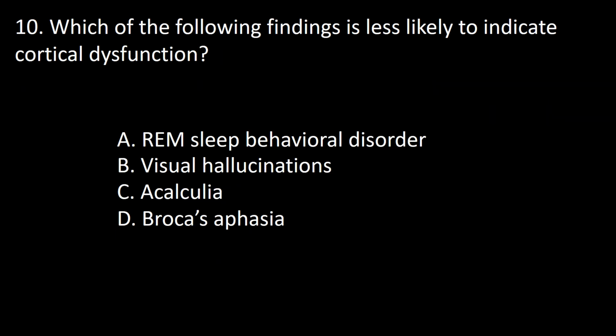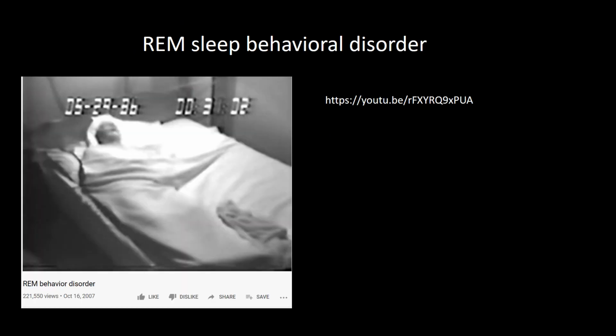Next question. Which of the following findings is less likely to indicate cortical dysfunction? A, REM sleep behavioral disorder. B, visual hallucinations. C, acalculia. D, Broca's aphasia. Go to YouTube and look at some REM sleep behavioral disorder videos. Despite the poor quality of the video, I like the one in this frame, but there are many others that you can actually look at.